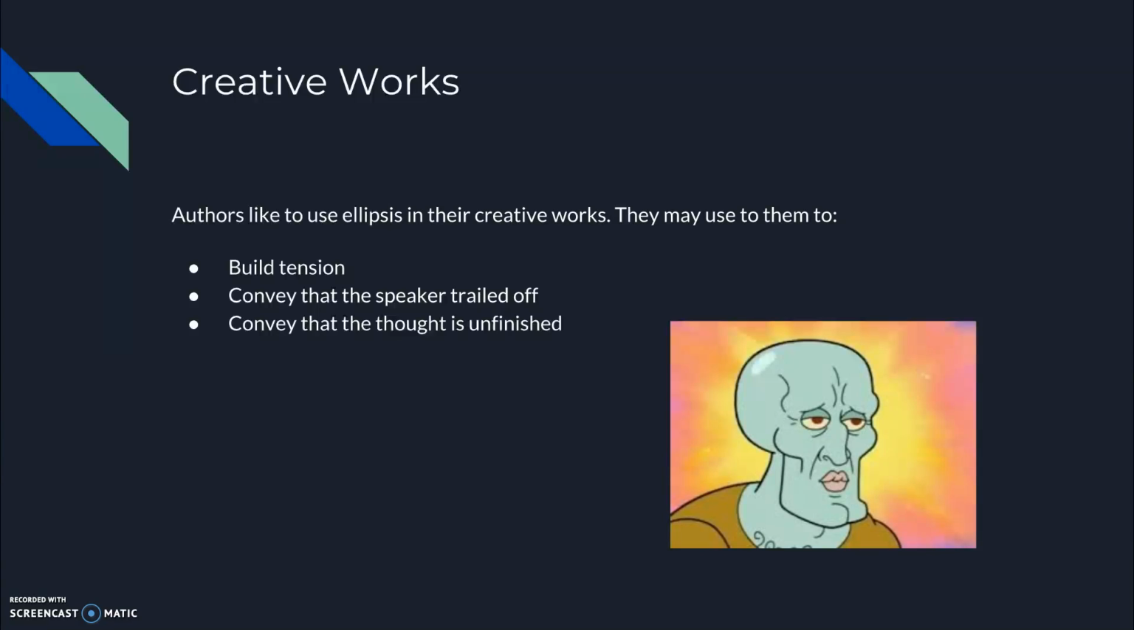So when authors like to use ellipses, they use them in their creative works. They may use them in their stories to build tension, convey that the speaker has trailed off, or convey that the thought is unfinished. So when you see it in an article of some sort, or any story, if any type of person is talking and they start rambling off, they'll start doing dot dot dot and it may go into a thought that the first person speaker is thinking, or that the thought is unfinished or cut off.